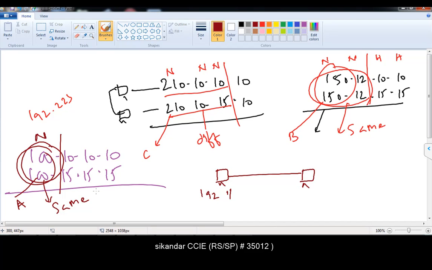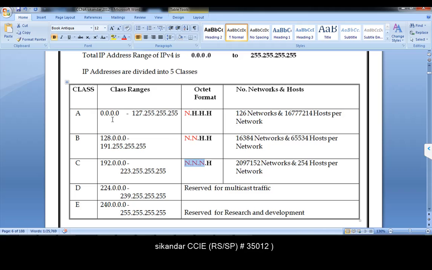So by default they can communicate. So the first thing we need to have a very good understanding of is that we should be able to differentiate which class the IP address belongs to. Is it A class, B class, or C class?